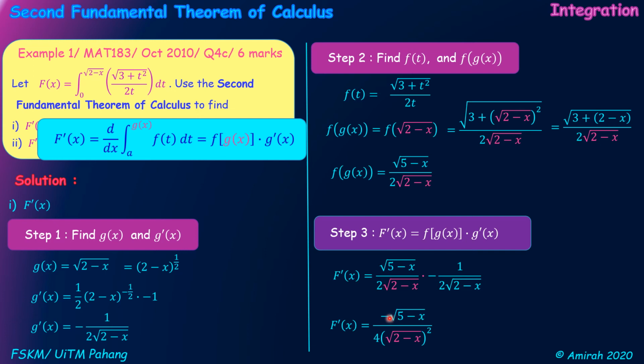And then we simplify, so positive times negative gives negative square root of 5 minus x over 2 times 2, 4. And then we have the square root and the square root. Then we can simplify those here. So we get negative square root of 5 minus x over 4 times 2 minus x. Or we can expand the denominator here. So this is the final answer. F prime x equals negative square root of 5 minus x over 4 times (2 minus x). This is the answer for f prime x.